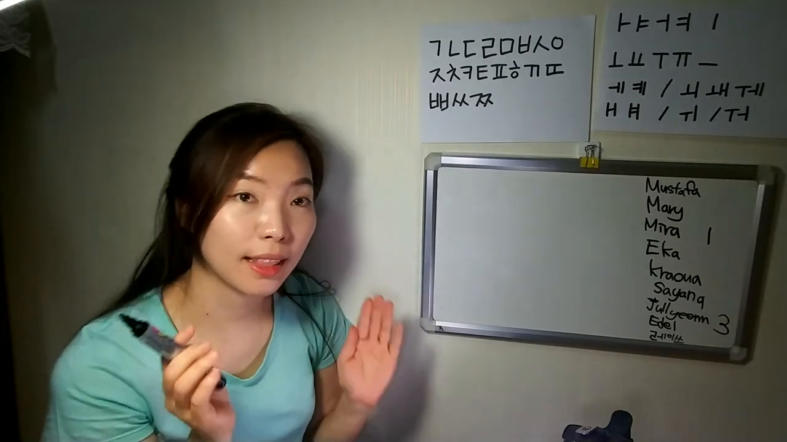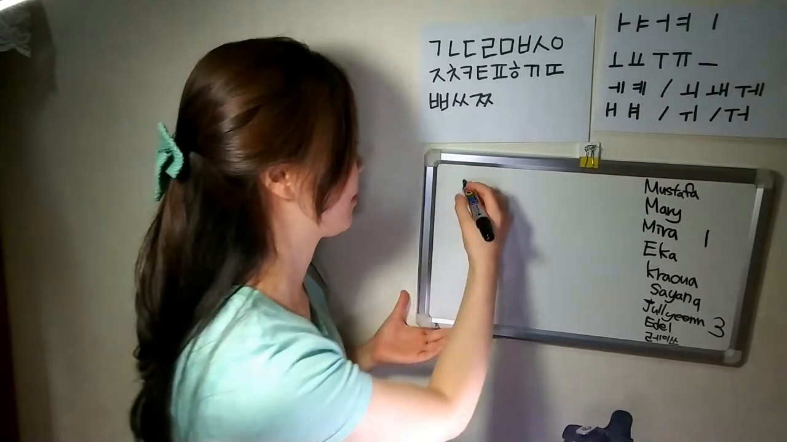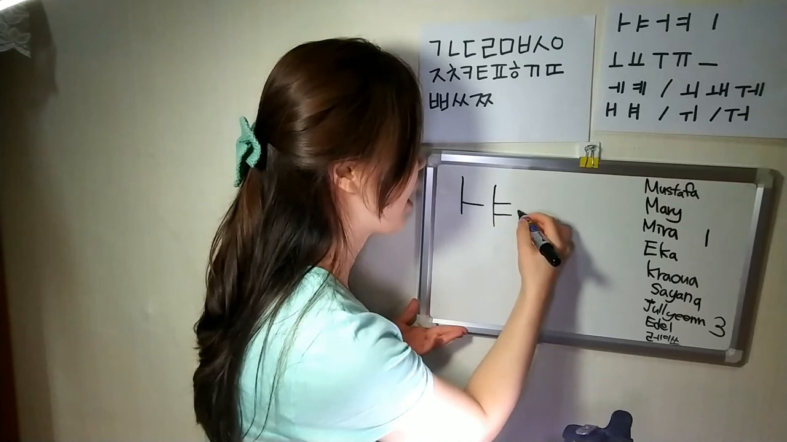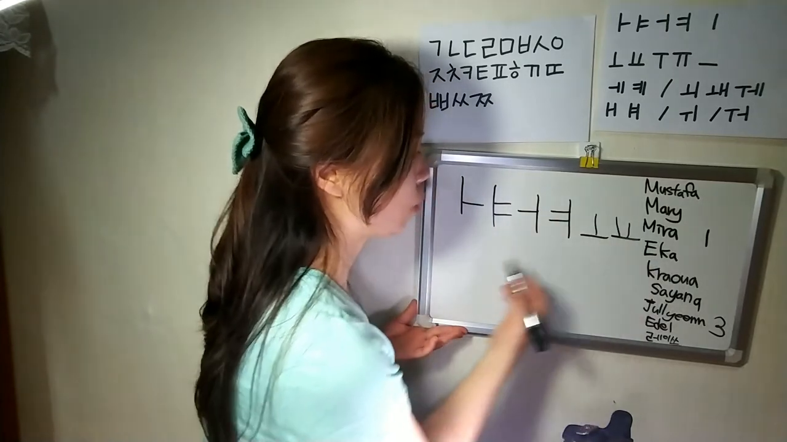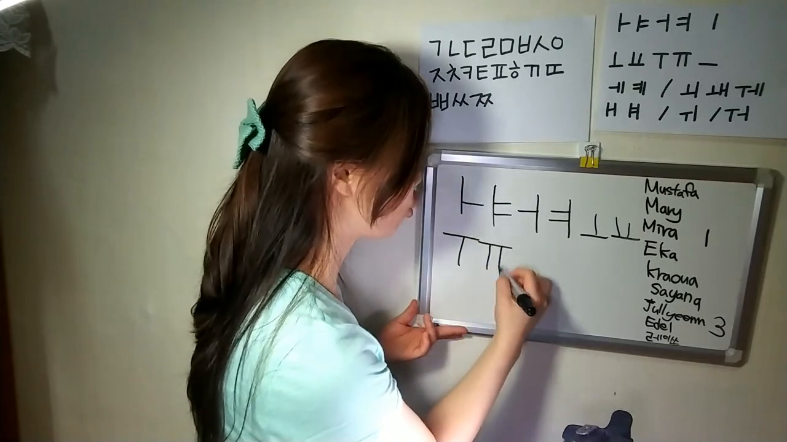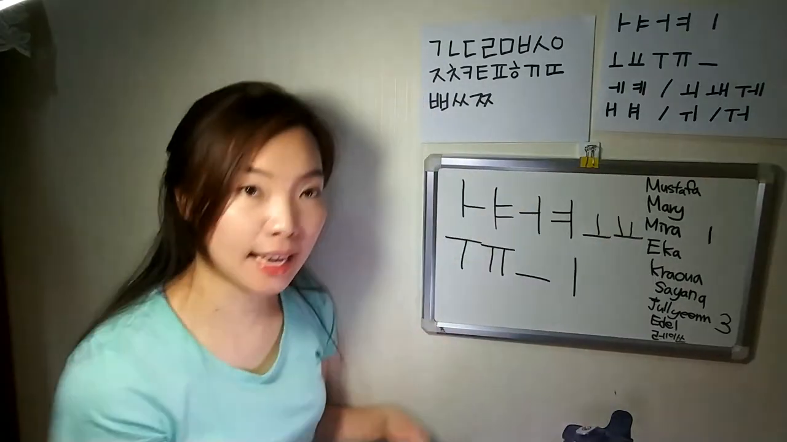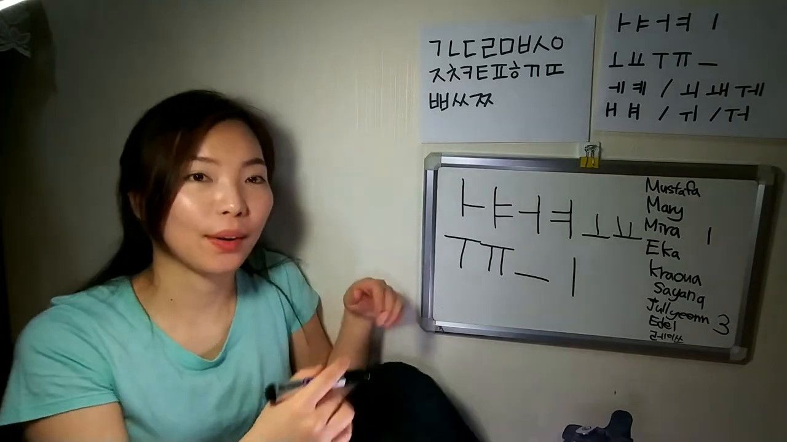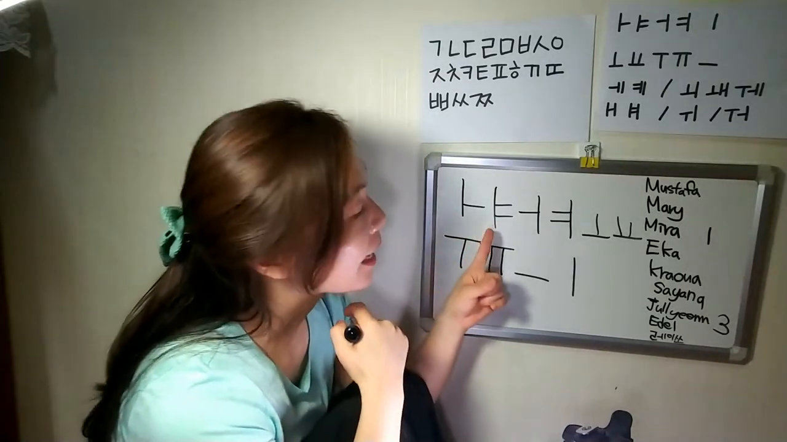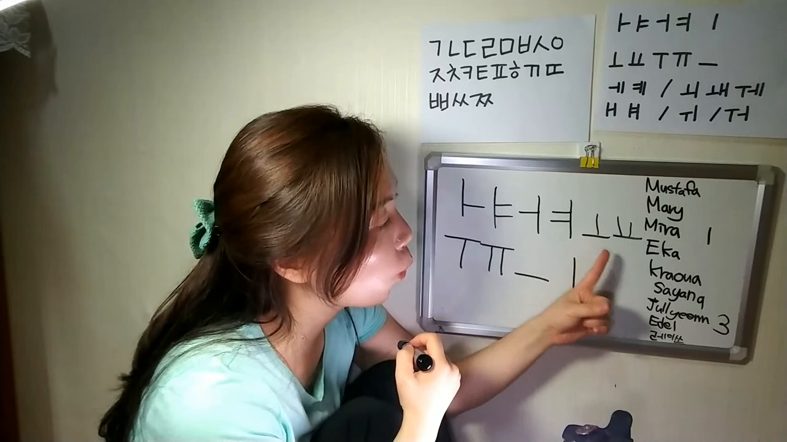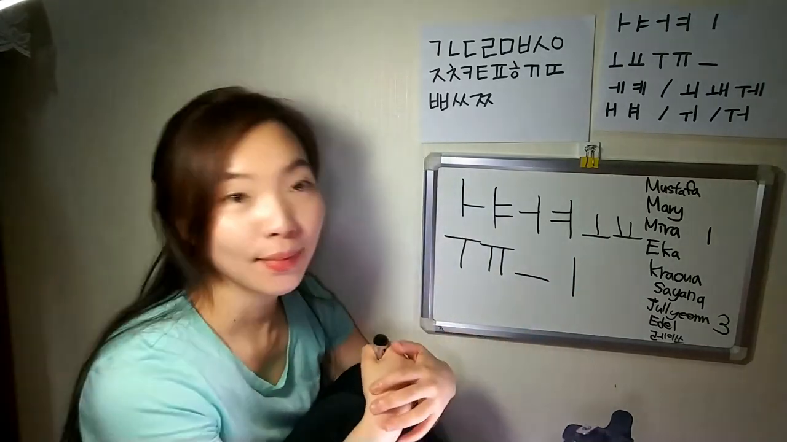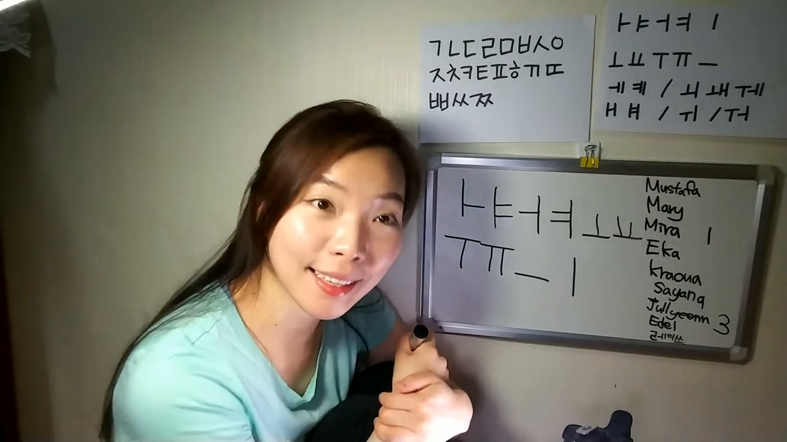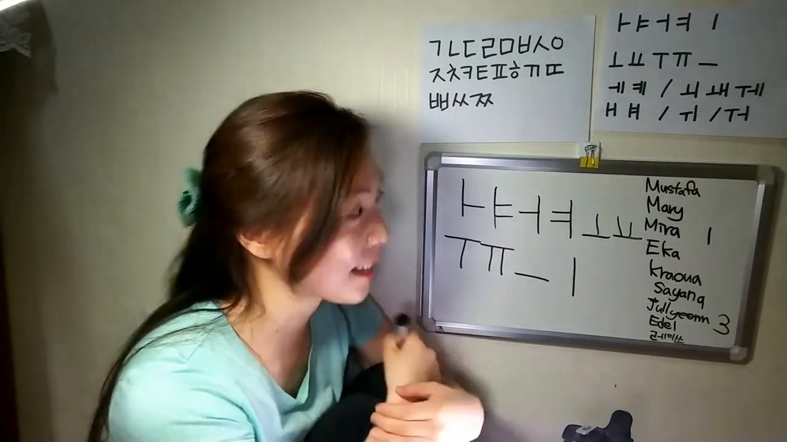Okay. Let's see another. Now we will practice in a different way. A, ya, o, yo, u, yu, u, yu, u, i. Okay. A, ya, o, yo, u, yu, u, yu, u, i. Actually, I made a song. Let's sing together. Okay, listen first.